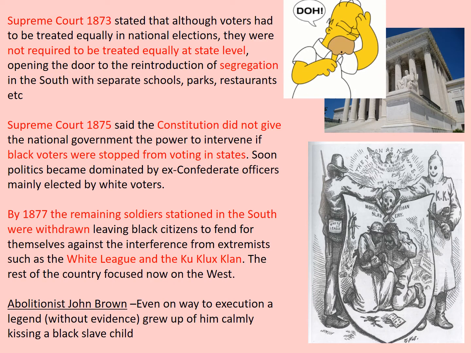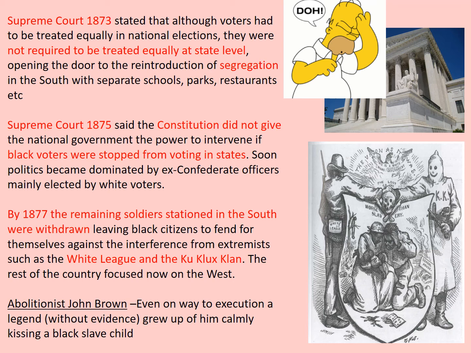Just when you think things can't get any worse, the Supreme Court, the body that's supposed to ensure equality between the two sides and make sure things are balanced, says that although voters are to be treated equally in the national elections, at state elections, that doesn't have to be the case. This opens the door to segregation in the South, separate schools, parks, restaurants. The Supreme Court then says in 1875 that the Constitution means that the government doesn't have the power to intervene if black voters were stopped from voting, which seems difficult to understand. Politics becomes dominated by ex-Confederate officers in the South, and they're elected by white voters, largely because black voters are too scared to vote because of groups like the Ku Klux Klan.